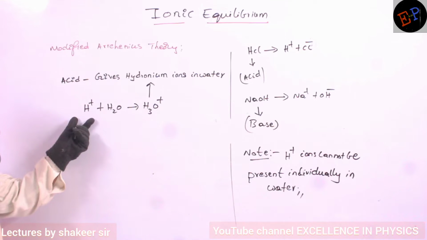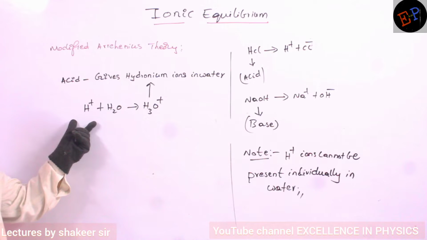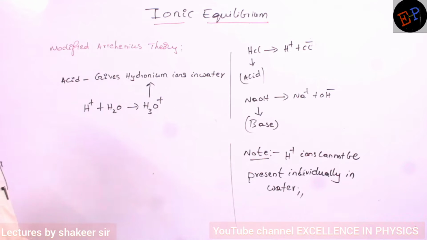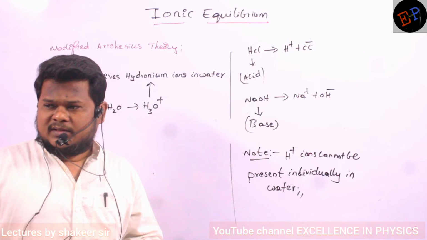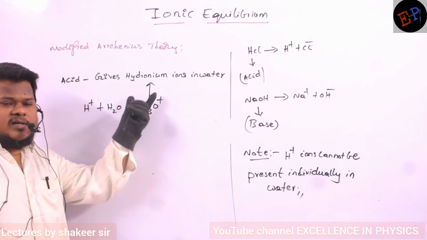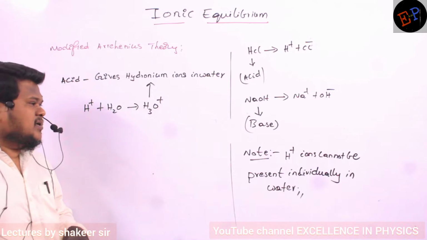What is meant by hydronium ions? Let us see. H plus, when it reacts with water, forms H3O plus, and this is exactly what is called the hydronium ion. Acid should release H plus ions, but these H plus ions cannot be present individually inside water. They will react with water, and the compound formed is called a hydronium ion.